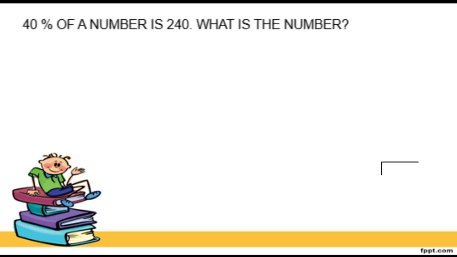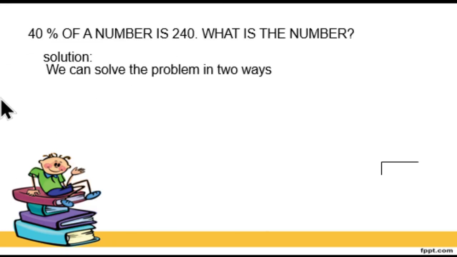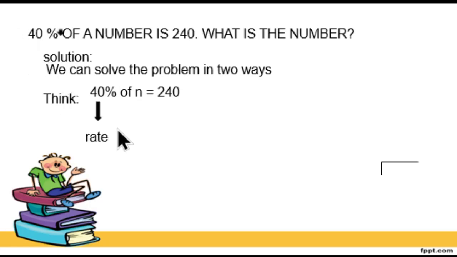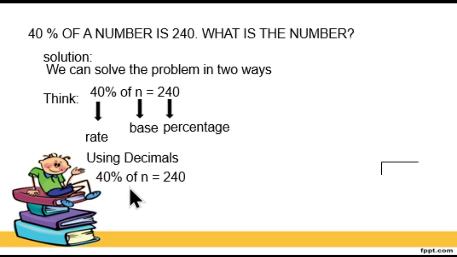Next sample: 40% of a number is 240. What is the number? Okay, so again, let us identify the given, but let me show you the two ways in solving. There are two ways, fraction and by proportion. So that is 40% of n is equal to 240. We have to multiply, since "of" means times. So that is equal to the rate, and then the base and the percentage. And that is 40% of n.